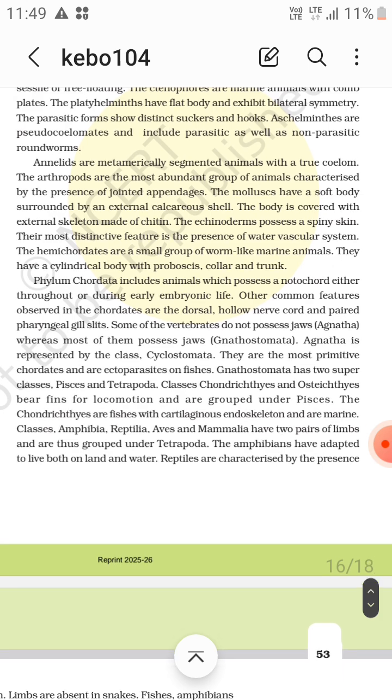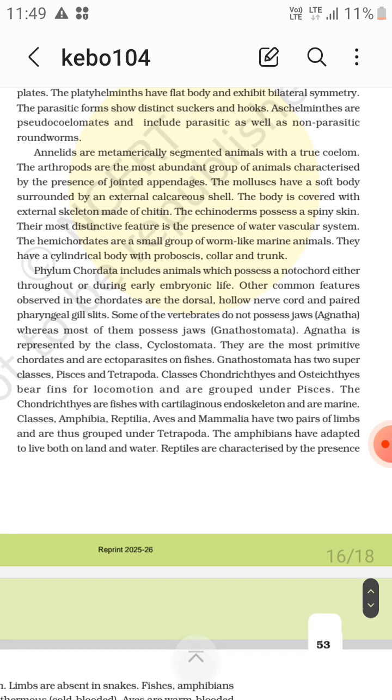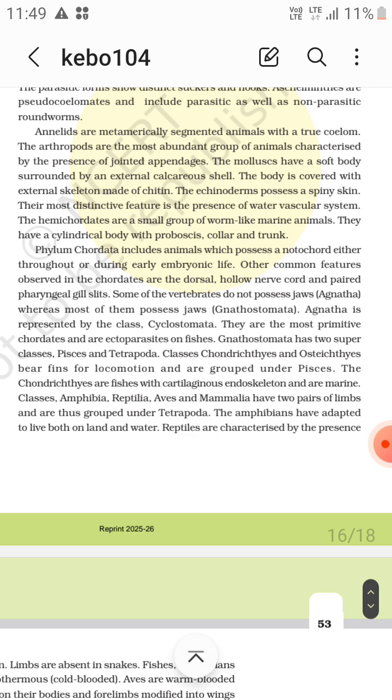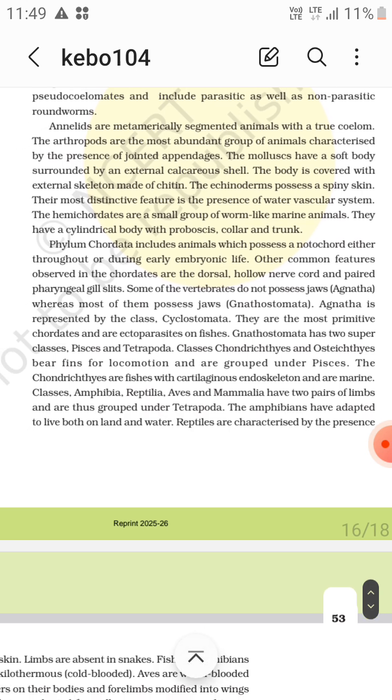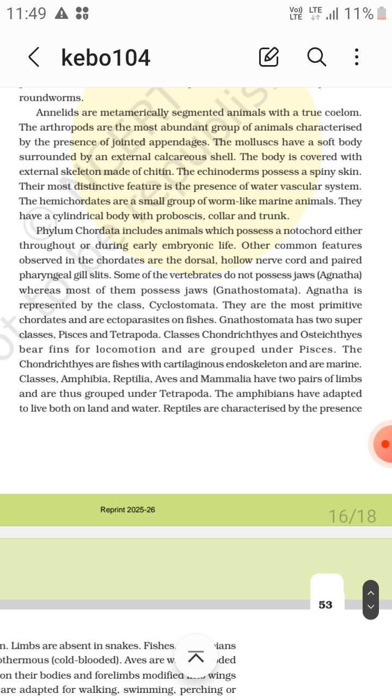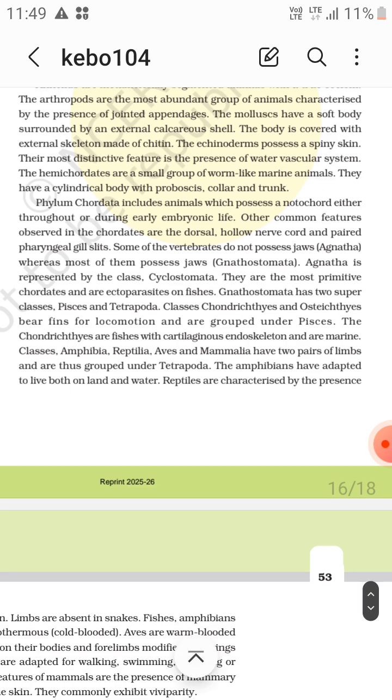Now the phylum Chordata includes animals which possess a notochord either throughout or during early embryonic life. Early embryonic life means talking about the vertebrates, right? Other common features observed in the chordates are the dorsal, hollow nerve cord, and paired pharyngeal gill slits. I repeat it again: dorsal, hollow nerve cord, and paired pharyngeal gill slits.